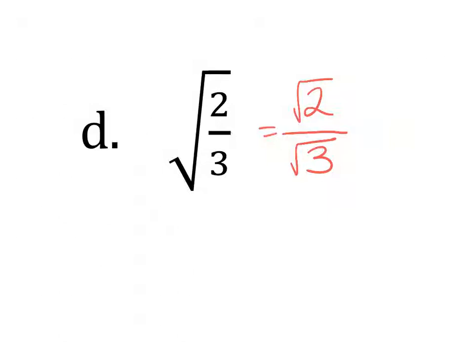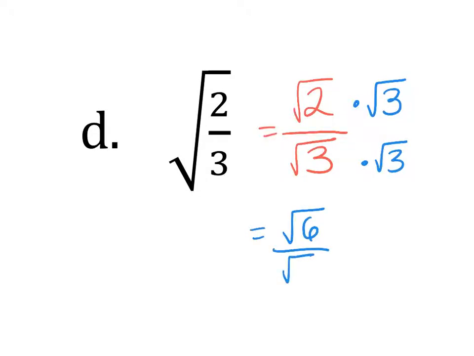Okay, so for letter D, once you split it up like this, what did you guys multiply in order to rationalize the denominator? Square root of 3. And then I got square root of 6. And I got square root of 9. What's the square root of 9 equal to, though? 3. So square root of 6 divided by 3.